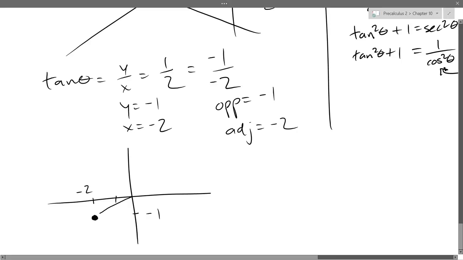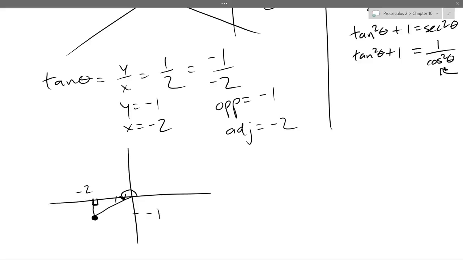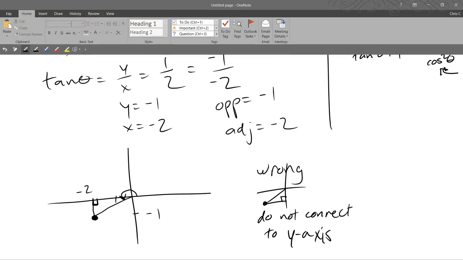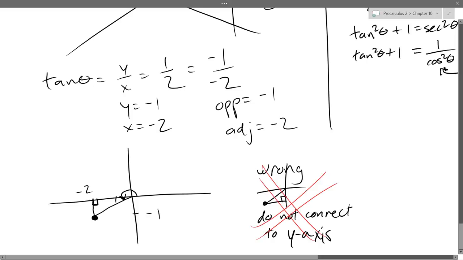So always draw to the origin. That's where our angle would be measured from. Right there. When you draw your triangle, it always goes shortest perpendicular to the x-axis. You're going to notice, hopefully by now, everything is shortest. If it's an angle, reference angle, shortest measurement to the x-axis. If it's a perpendicular line, it's the shortest back to the x-axis. Do not connect your triangle to the y-axis. So this would be wrong also. So do not connect to the y-axis. So that's out too.